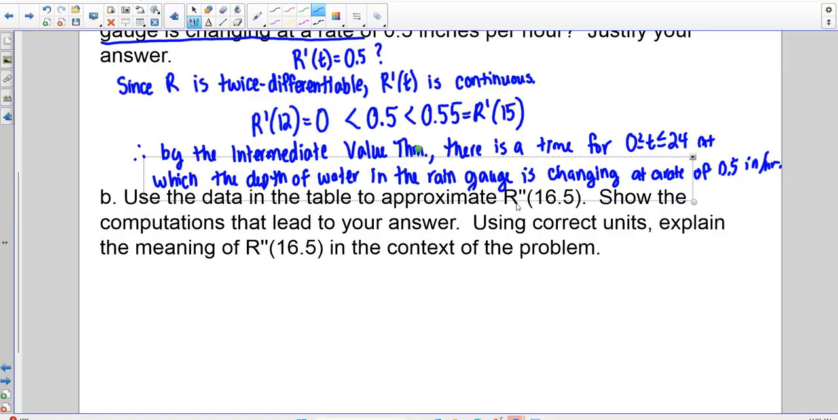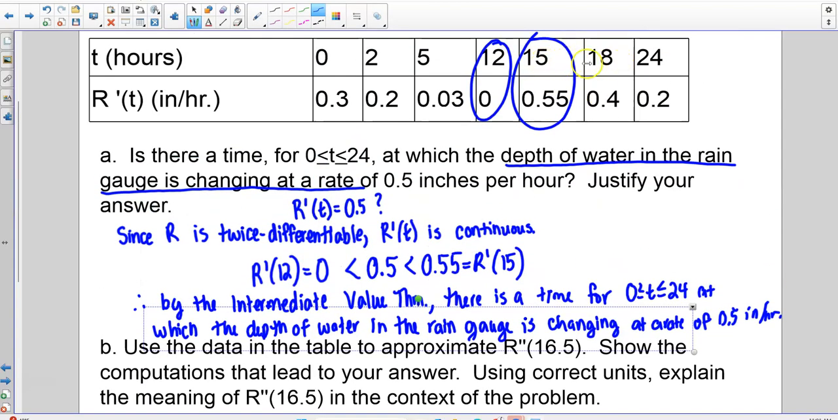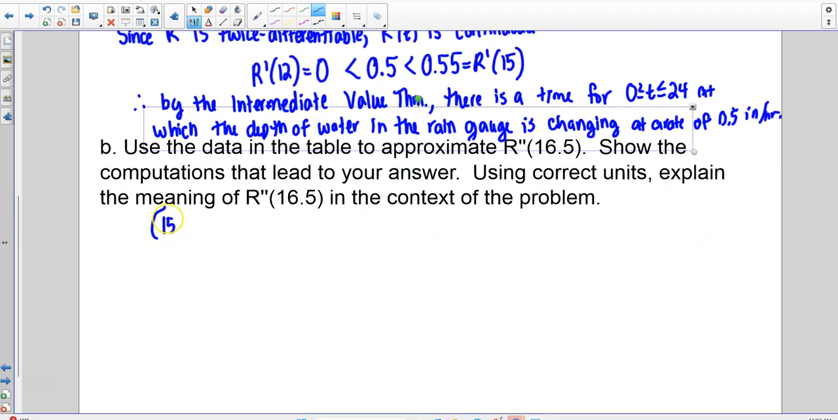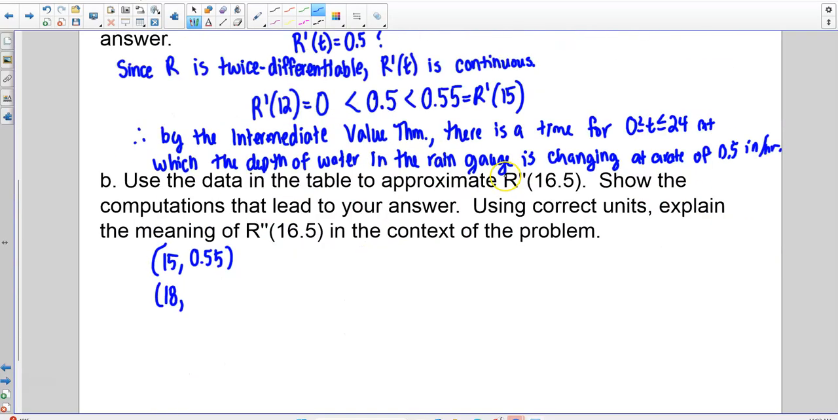Slope formula, because between 18 and 15, 16.5 would be right between it, right? To estimate a derivative, we can just find the slope between the two closest points, right? And we are finding the second derivative, which is the derivative of r prime, which is what we have in the table. So we're going to be using 15, 0.55, that's 1 point. And then we'll also be using 18, and what is 18 there, 0.4.